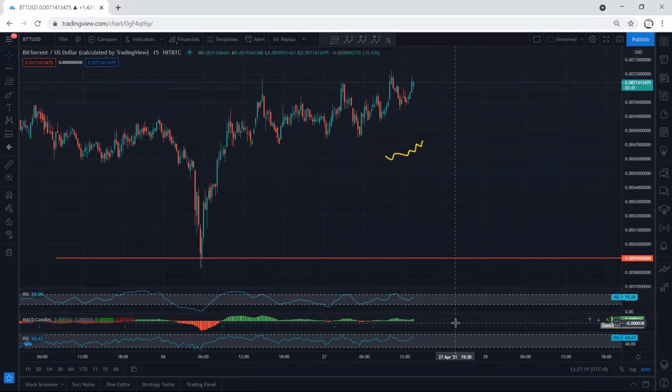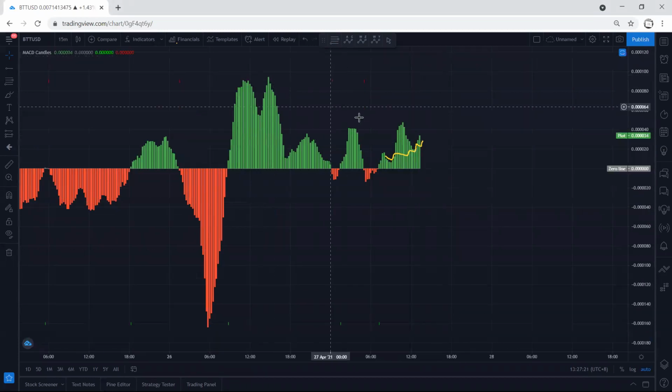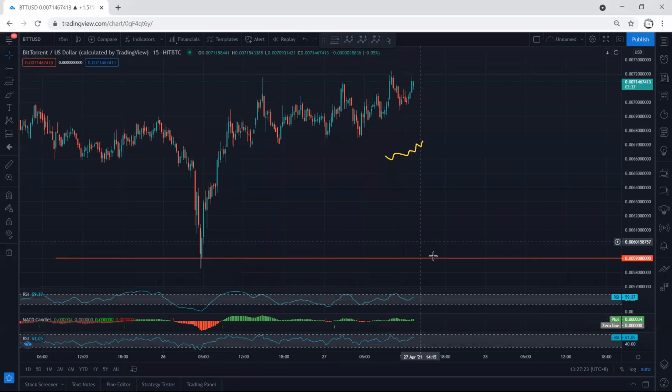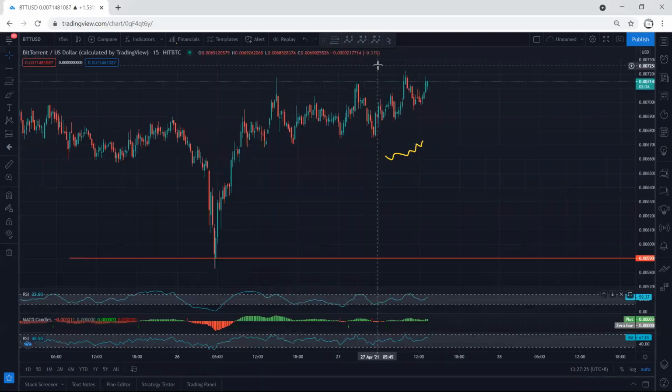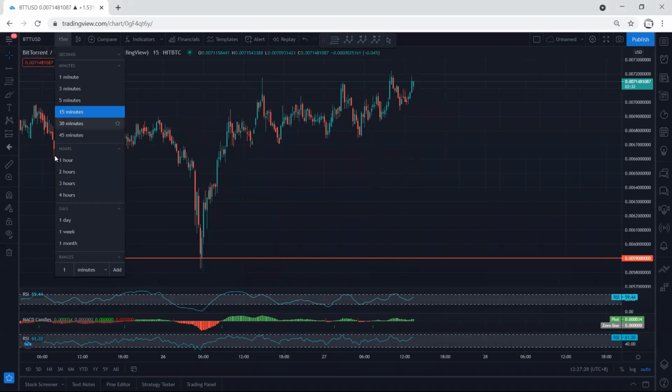All right, we see we have a divergence, even the price broke, and here as well. Okay, anyway, this is based on 15-minute. We cannot rely on that.